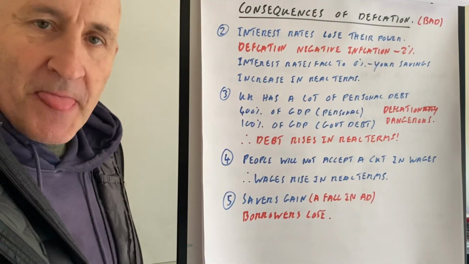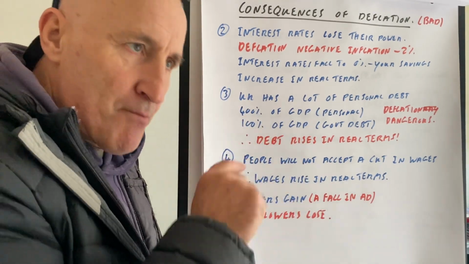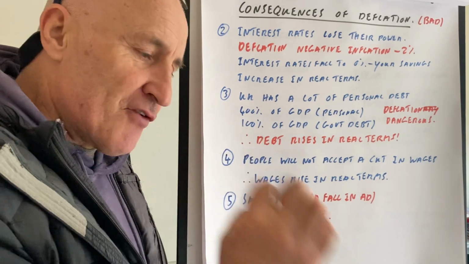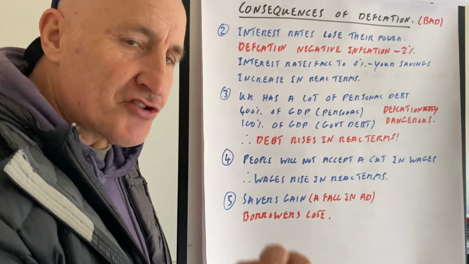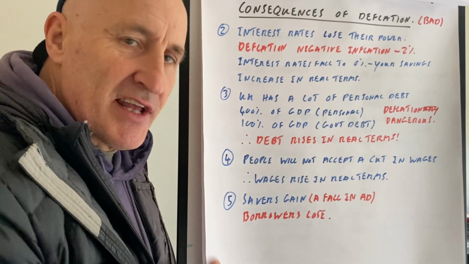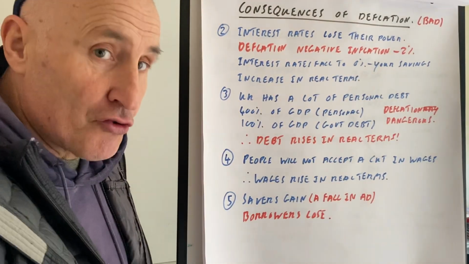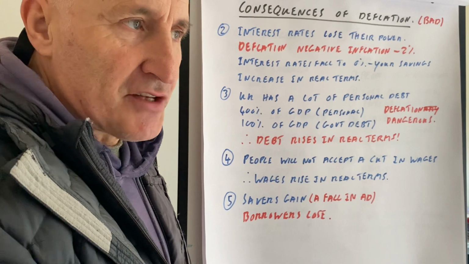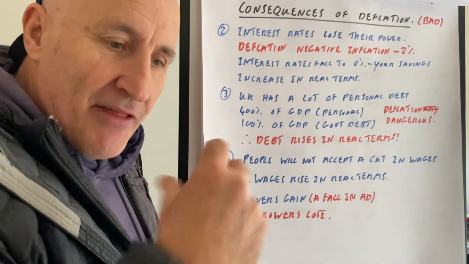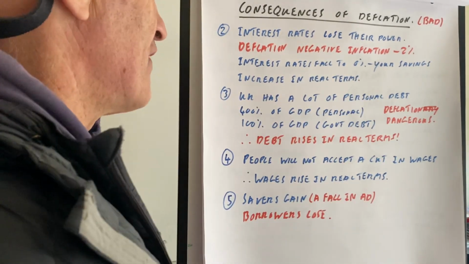Consequences of deflation. Interest rates will lose their power because if you have negative inflation, say minus 2%, even if the interest rate is 0%, if you put your money in the bank, in real terms, your savings will actually increase. So therefore, we can't use interest rates to stimulate the economy. What we can do, though, is use modern monetary financing, which is where the Bank of England prints money, gives it to the government, and then the government can spend the money. So if interest rates fall to 0%, your savings increase in real terms.